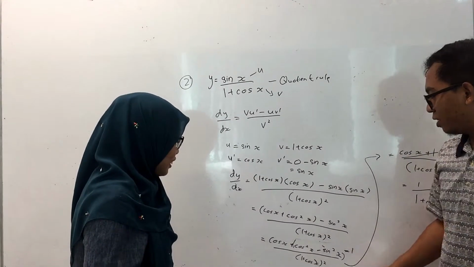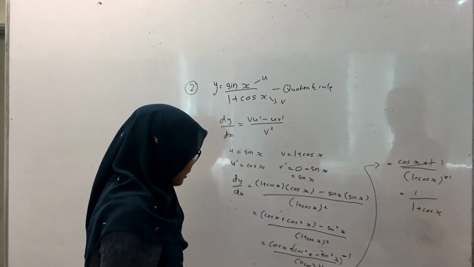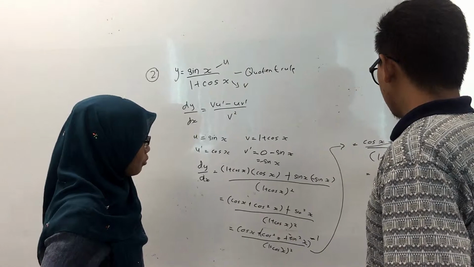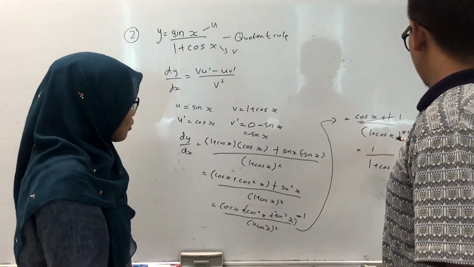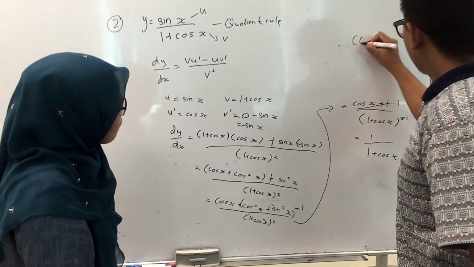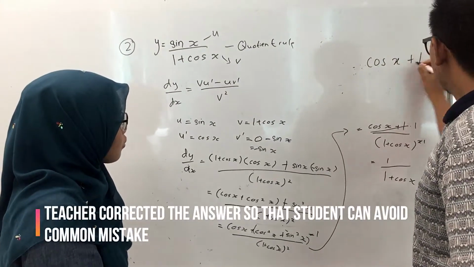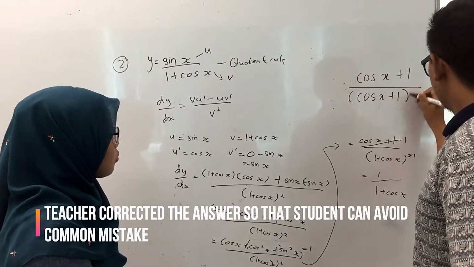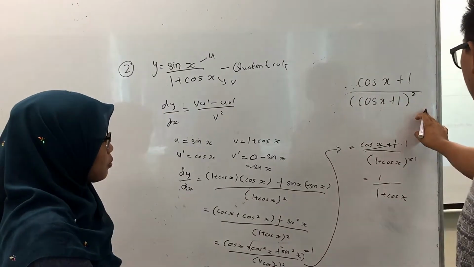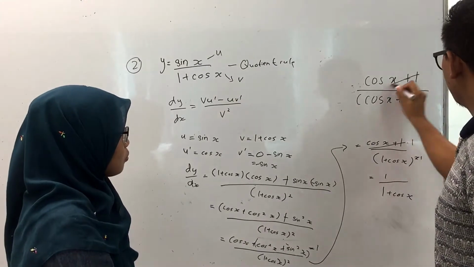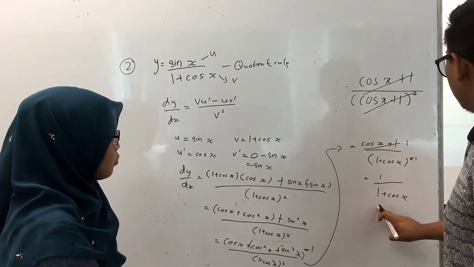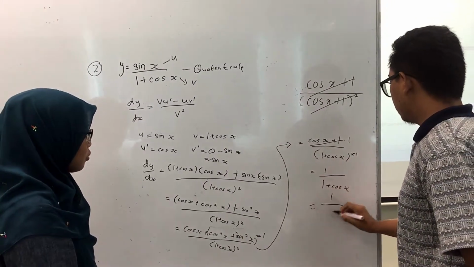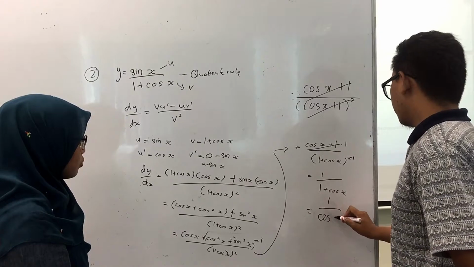Okay, students, let's see. So we can solve this, we can change it like this, cos x plus 1 squared. So you may see it's easier to see it. So you can solve this one and this one. So it will become 1 over 1 plus cos x, or otherwise 1 over cos x plus 1 also can.